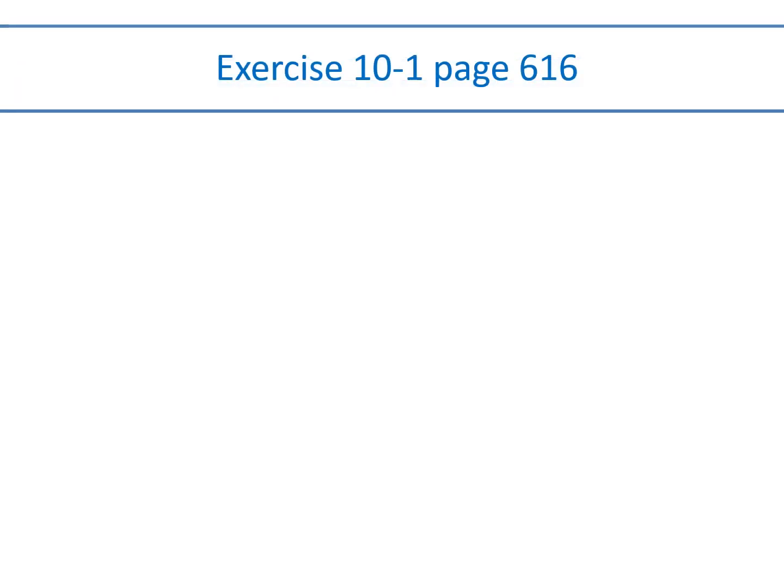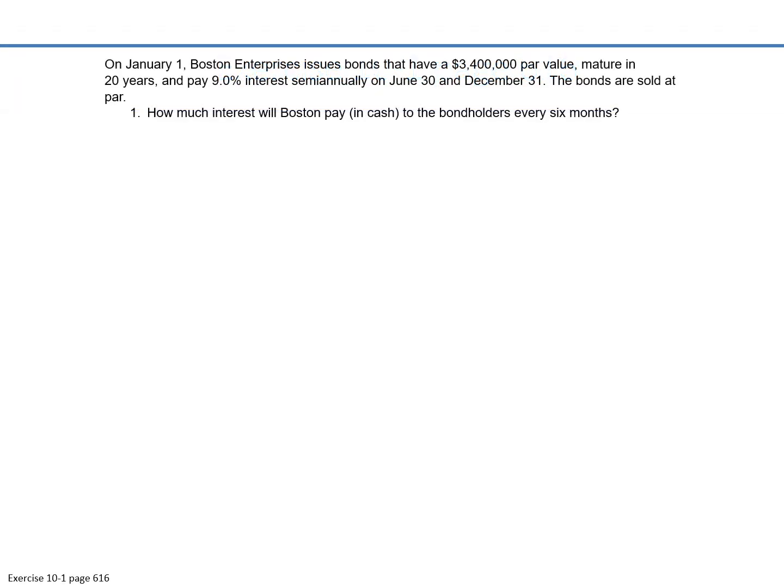All right, let's start with exercise 10.1. So on January 1st, Boston Enterprises issues bonds that have a $3.4 million par value. They mature in 20 years and pay 9% interest semi-annually on June 30th and December 31st. The bonds are sold at par. How much interest will Boston pay in cash to the bondholders every 6 months?